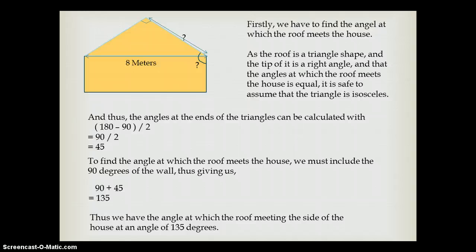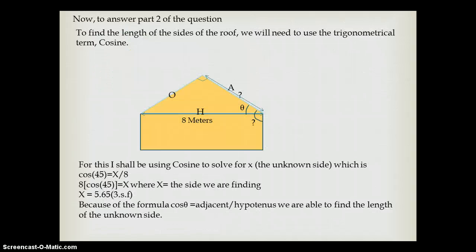To find the angle at which the roof meets the house, we must include the 90 degrees on the wall, thus giving us 90 degrees plus 45 degrees equals 135 degrees. Thus, the roof meets the side of the house at an angle of 135 degrees. Now to answer part 2 of the question.